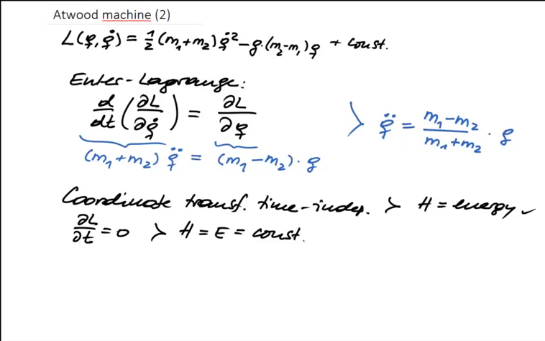Let's see what this Hamilton function is. For this purpose, we need, again, the generalized momentum, p, that's partial L over partial q dot. And this we had found to be equal to m1 plus m2 times q dot.